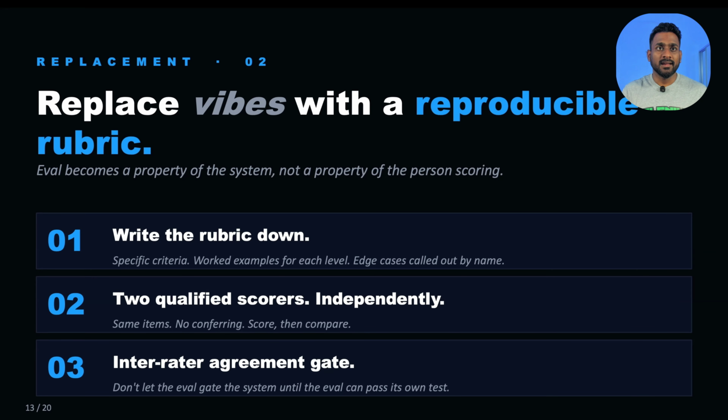3. An inter-rater agreement gate. Don't let the eval gate the system until the eval can pass its own test. Because if your rubric can't produce consistent scoring, it's not ready to be used as a quality gate. This is how you stop "looks good to me," LGTM, from being your release criterion.